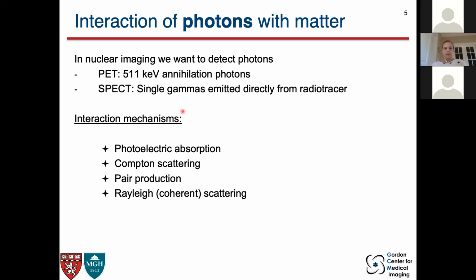So in the next slides, I will describe the interaction mechanisms that we have for photons, which are the following. We have photoelectric absorption, Compton scattering, pair production, and Rayleigh scattering. And different mechanisms are dominant for different photon energies and different types of detector materials.